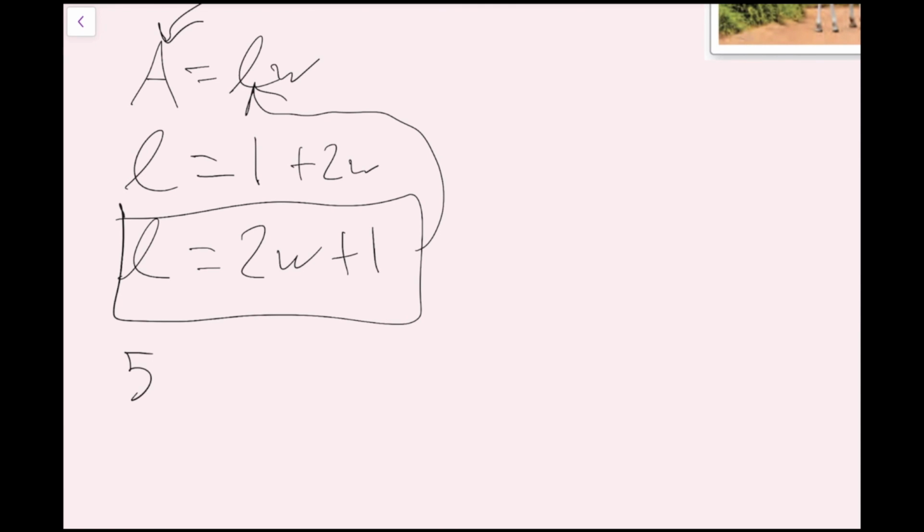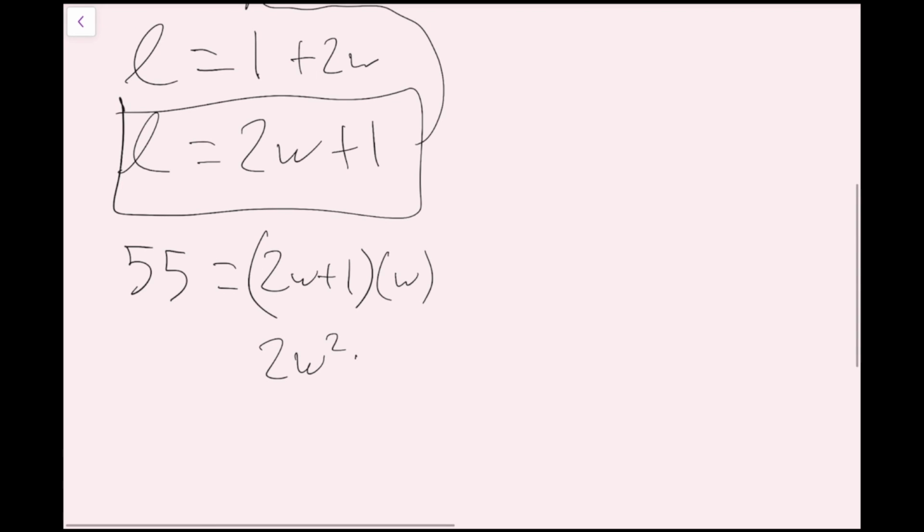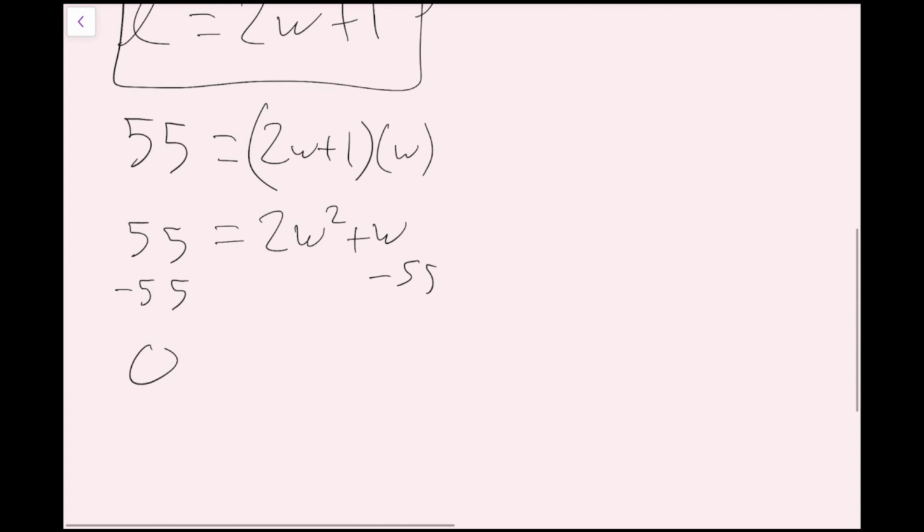So now I'm going to get 55 equals, my new length is going to be 2w plus 1 in parentheses times w. And then now what I can do is just distribute this w to simplify. So I'm going to get 2w squared plus w equals 55. Now to solve these types of equations, we want to end up using the zero product property. So the first thing I'm going to need to do is get rid of this positive 55 by subtracting it on both sides, and rewrite this as 0 equals 2w squared plus w minus 55.